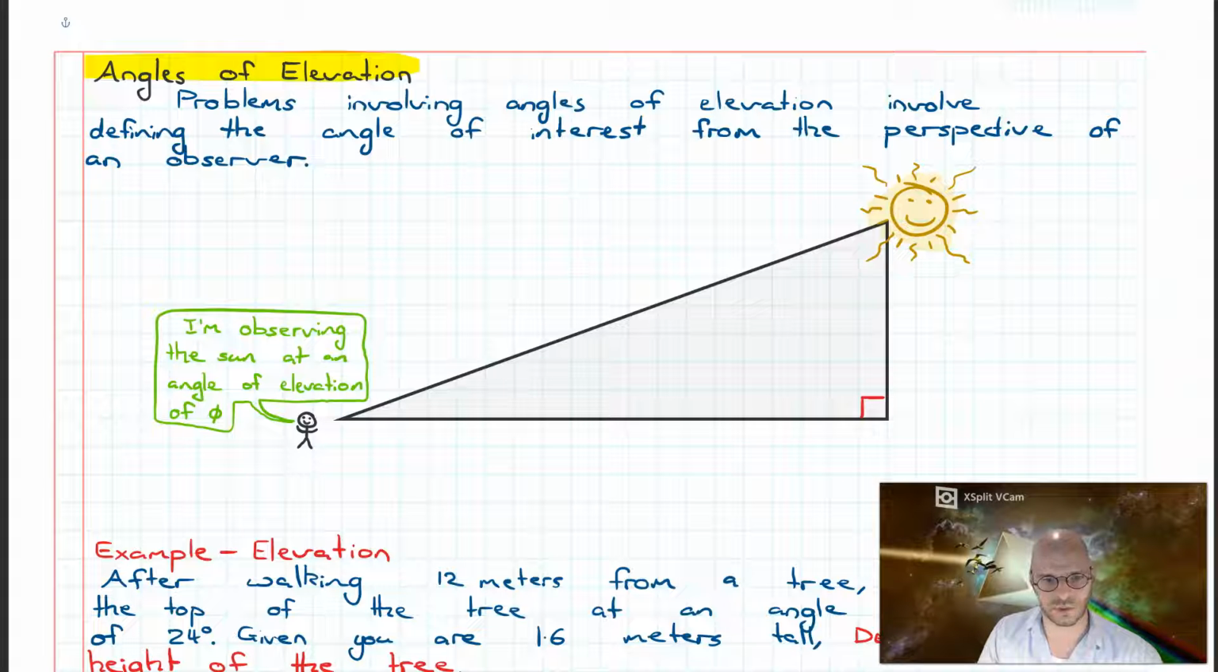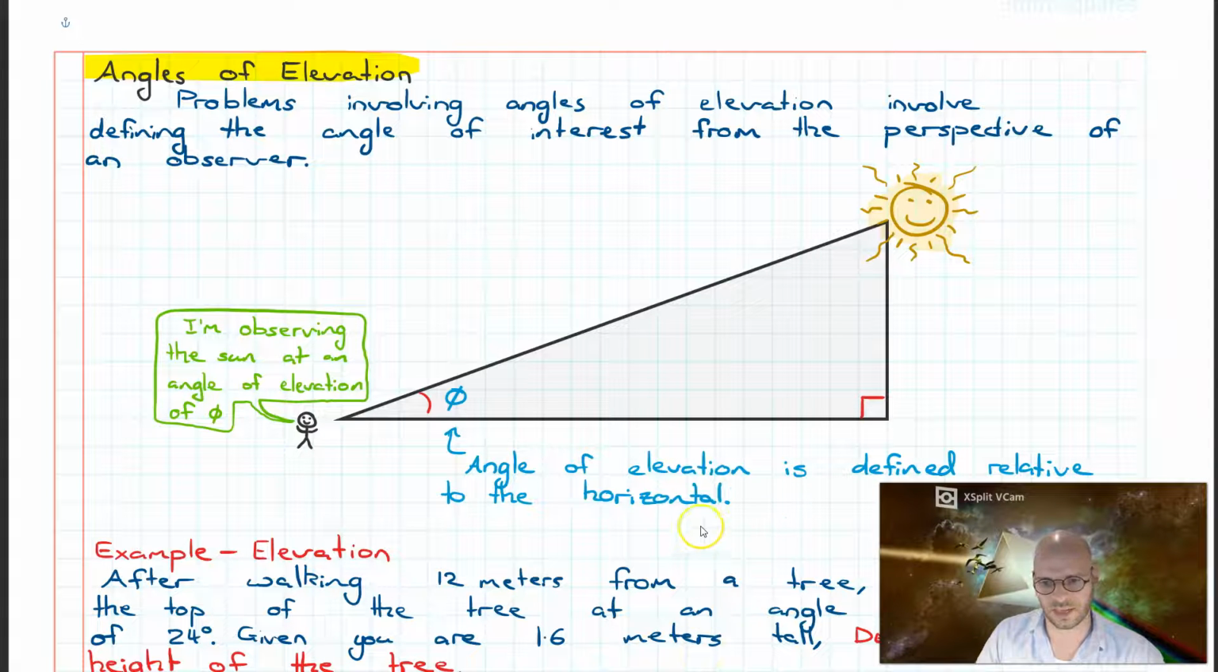Now, when dealing with questions that involve angles of elevation, we typically find there are three components. First one being an observer to give us some perspective. The observer is looking towards an observee or a subject, as seen by the sun over here. And finally, we have the angle in which the observer is looking upwards towards the observee. Now, this angle that we see over here, we call the angle of inclination or the angle of elevation.